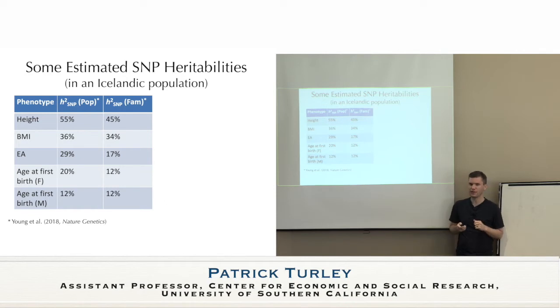So the things that you should control for that are important are things that are correlated with the genotypes, and that's why if you don't control for parental genotypes, which are correlated with your own genotypes, that can lead to bias if you leave them out.